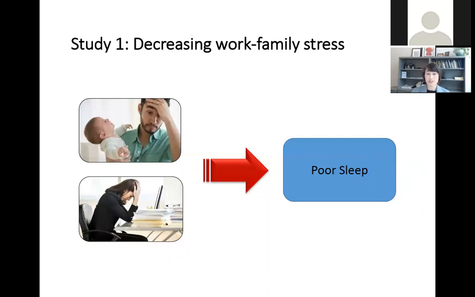So what we wanted to do in this study was target this work-family stress to improve downstream sleep. So we worked with a Fortune 500 IT company. We had about 7,000 employees and all of their supervisors. And I'll tell you more about this intervention.